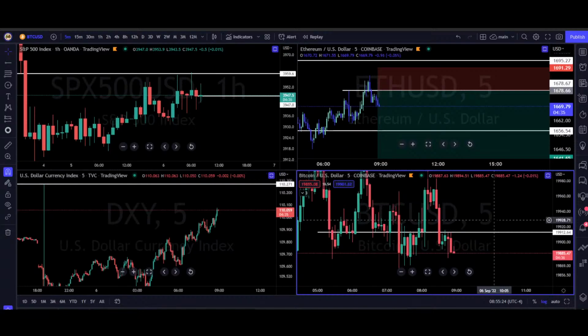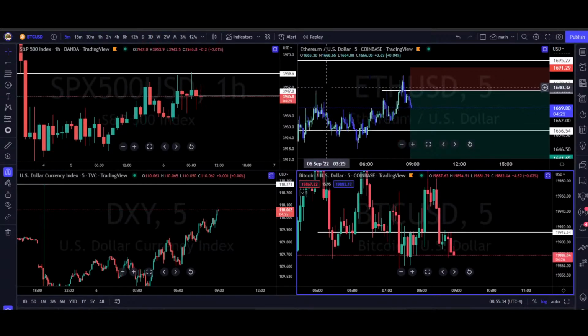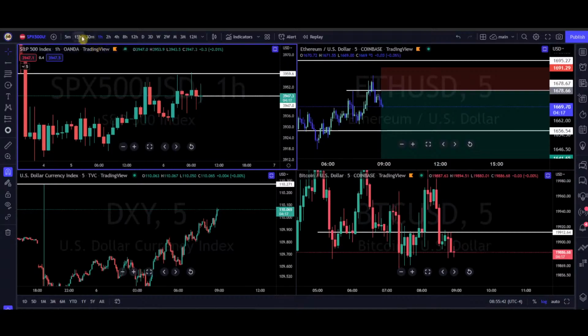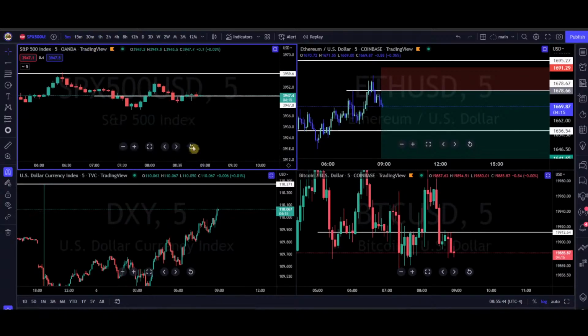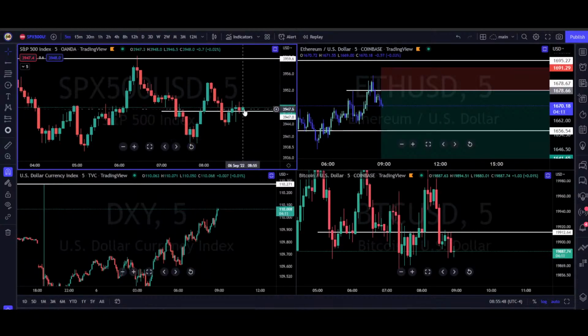Everything looks like garbage except Ethereum. Ethereum is the only asset that's been moving good, and a couple alts as well. But I don't think Ethereum is going to give you that chance for that entry. SPX is holding above hourly support.